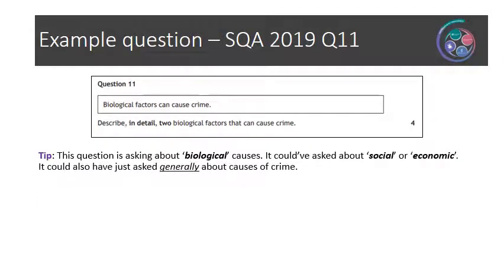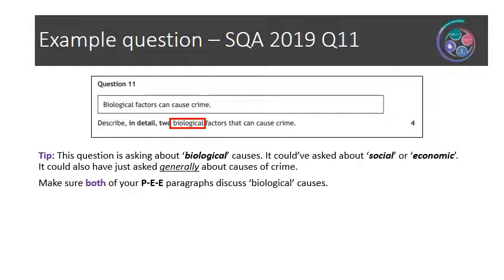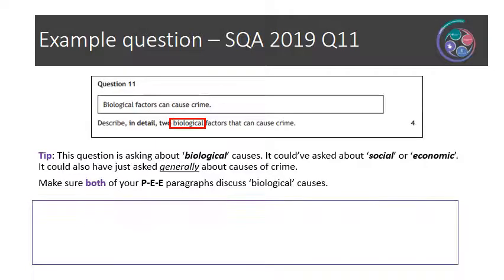So when we're looking at this question, it's important to think that we are being asked about biological causes. A little tip here is that this question could have asked us about social or economic causes of crime as well. Or it could have just generally asked about causes without mentioning biological, social, or economic. It's also important to note that this question is worth 4 marks, so using the process that we have learned to achieve 4 marks, it is important that we follow the P structure as far as possible.